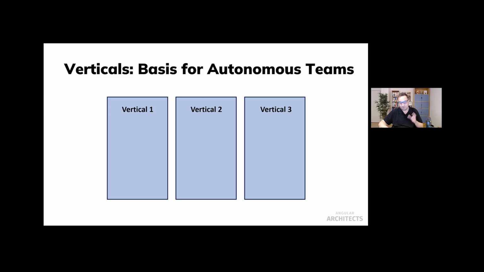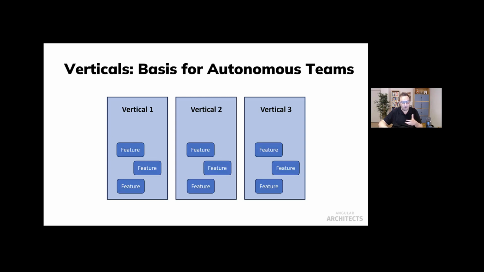And usually those verticals contain some co-located features, some features that go together, that need to know something about each other. And usually we can make sure that the dependencies between those verticals are minimized. In a perfect world, they don't know a thing about each other. In this world, sometimes they need to exchange some data, or perhaps sometimes they need to share some code.